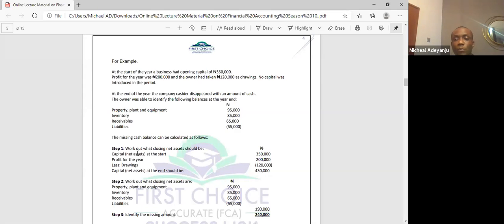Property, plant and equipment, PPE, 95,000 naira. Inventory, 85,000 naira. Receivables, 65,000 naira. And liability, 55,000 naira. The missing cash balance can be calculated as follows. So we don't know how much it took, but with this information given to us, I think it is so straightforward and clear on where to look for our missing cash balance.